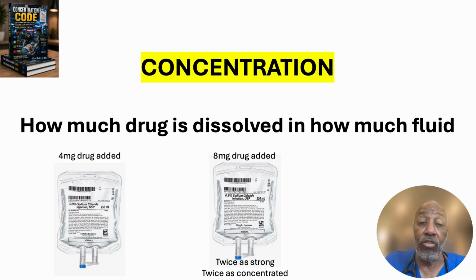Now, these examples aren't just cute comparisons. They're the mental foundation for everything. The moment you stop thinking about concentration as a formula and start thinking about it as a drug density, the whole concept becomes intuitive. A more concentrated bag means more drug per milliliter. A more dilute bag means less drug per milliliter. That single idea, held clearly in your mind, is the basis of every calculation, every error check, and every clinical decision you make about IV medications.